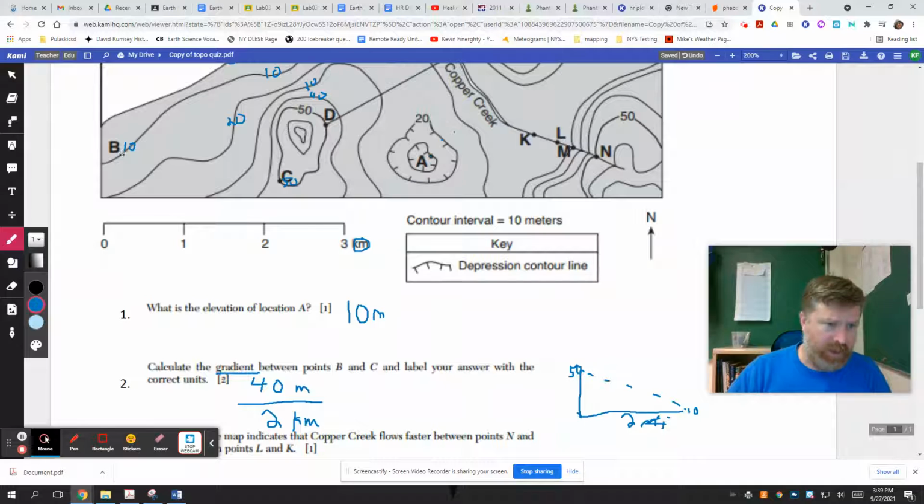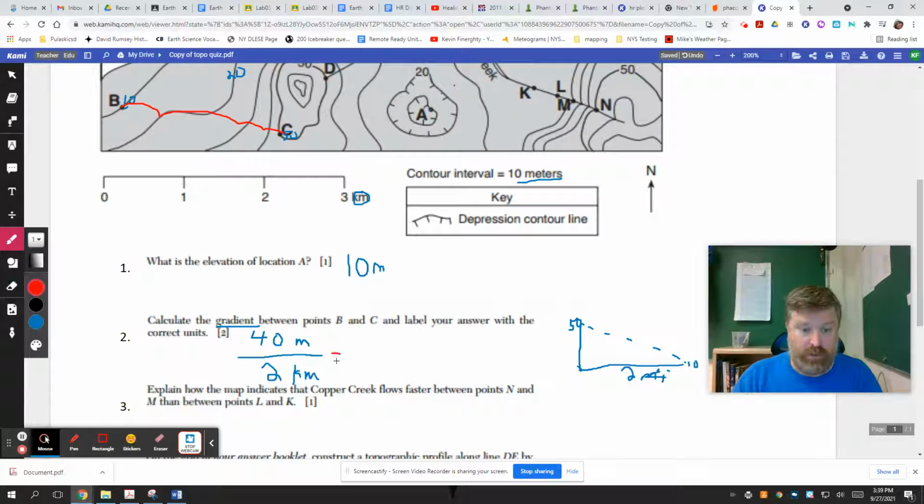Hey, Mr. F, what's a different way to do that? If you go from B to C, and we know the contour interval is 10 meters, just count. Here, I'll switch colors just to make it look different. 10, 20, 30, 40. That works too. Still gets you the 40 meters. Punch those into a calculator. 40 over 2 is going to equal 20 meters per kilometer. Okay, points for the labels there too.